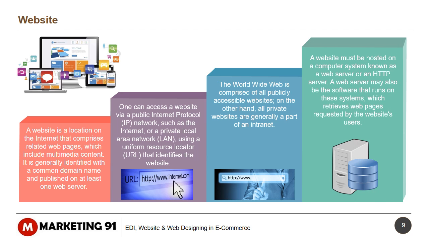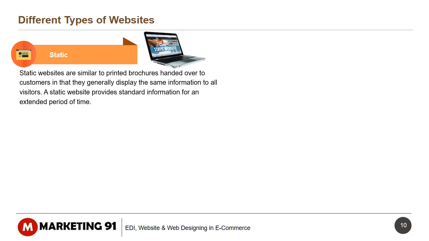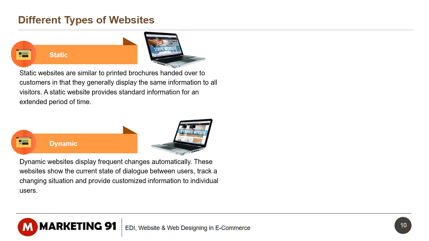A website must be hosted on a computer system known as a web server or an HTTP server. A web server may also be the software that runs on these systems, which retrieves web pages requested by the website's users. Different types of websites. Static. Static websites are similar to printed brochures handed over to customers in that they generally display the same information to all visitors. A static website provides standard information for an extended period of time. Dynamic website. Dynamic websites display frequent changes automatically.